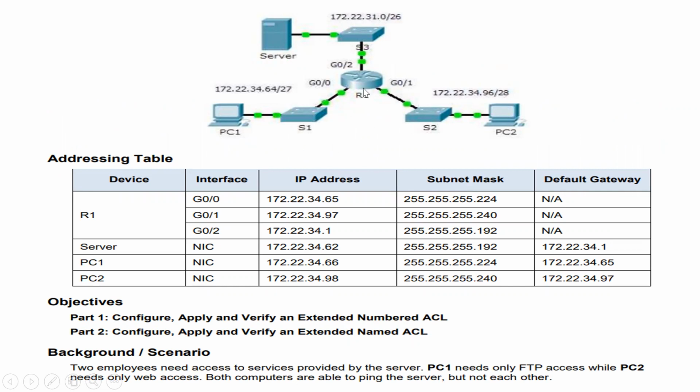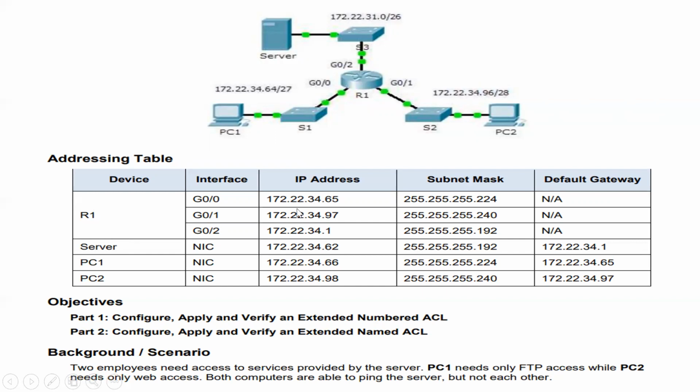It has a router, two networks, and a server. This router has three interfaces: GigabitEthernet 0/0, GigabitEthernet 0/1, and GigabitEthernet 0/2. As you can see, PC1 is connected on the G0/0 interface. PC2 is connected on the G0/1 interface, and the server is connected on this interface. And this is the addressing table of this particular network.